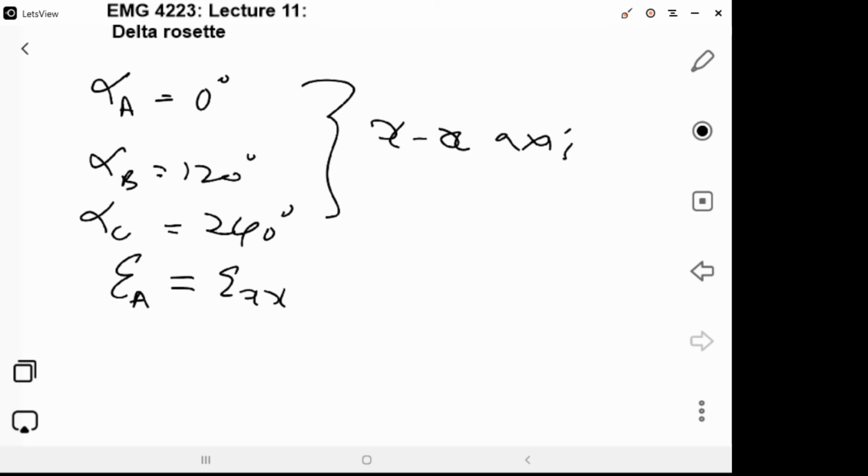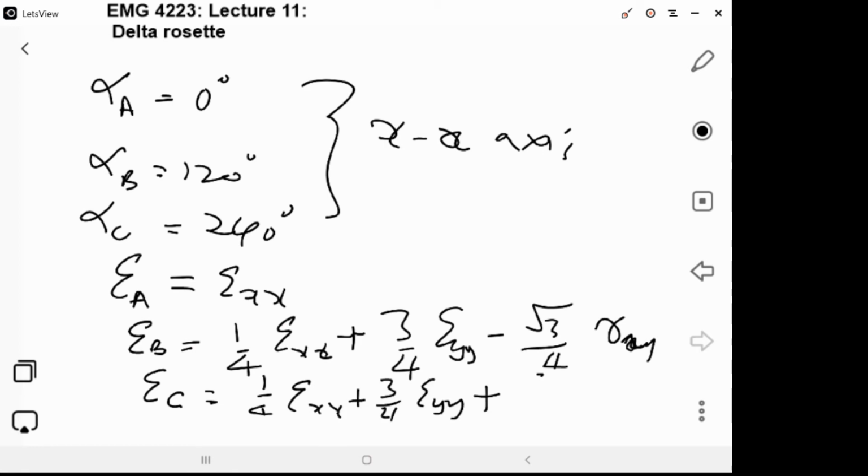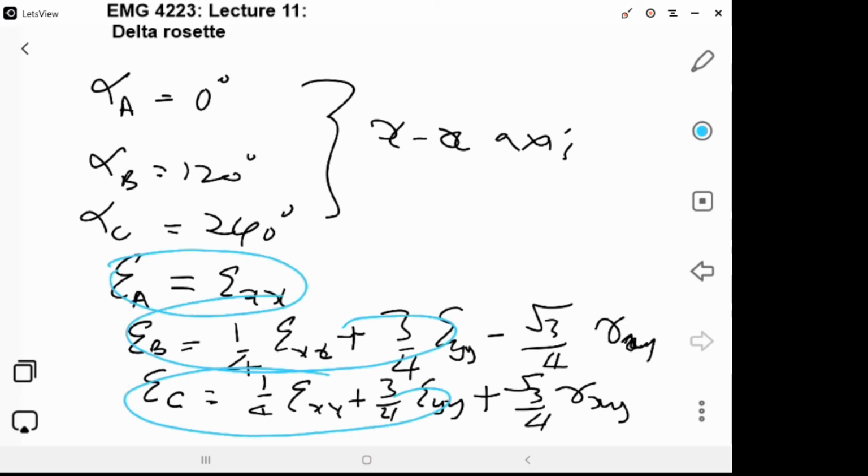on the first strain gauge, which gives the strains along the X Cartesian plane. Similarly, the strain in the second strain gauge will be given as such, and the strain value in the third strain gauge is given as this. These are just from simple substitutions.